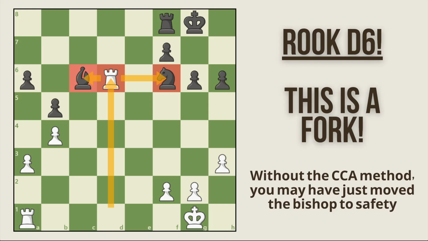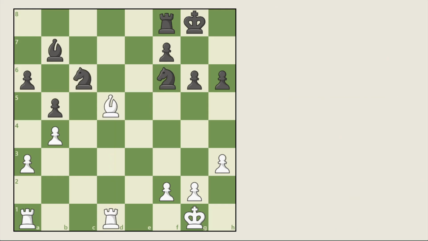So if we think back to previously over here, if we didn't use the CCA methods, we might have realized that, oh, we're down material. So black's just going to trade off all the pieces, so I'm going to try and keep all the pieces. You might just retreat the bishop, for example. And you might not have looked for the most forcing moves.